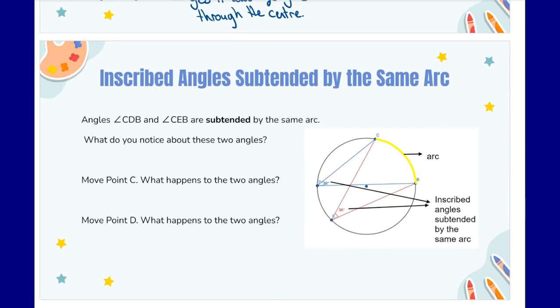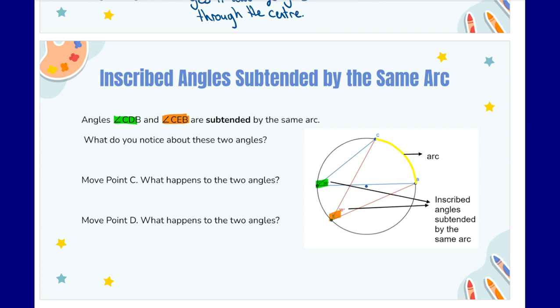Lastly, we're going to look at inscribed angles subtended by the same arc. So subtended meant that we closed it off, or we connected the two lines that formed our angle. So if we look at angle CDB, I'll highlight them just to make it a little easier, CDB and CEB, they are subtended by the same arc.